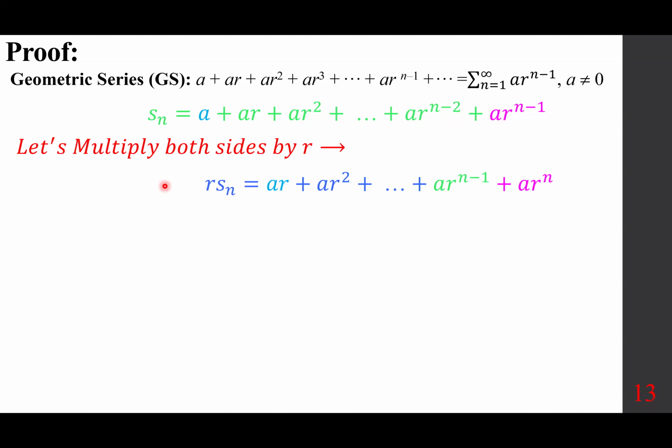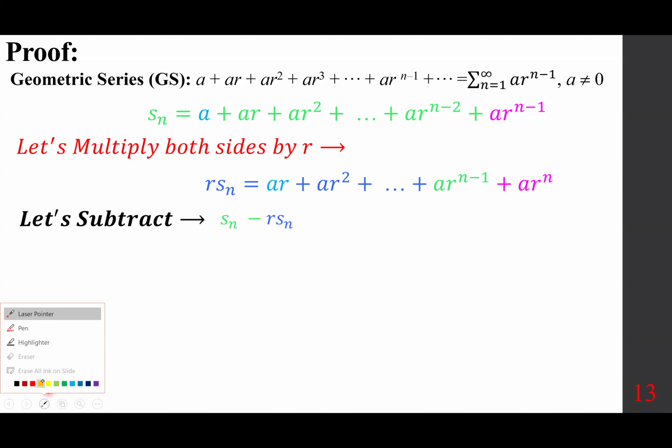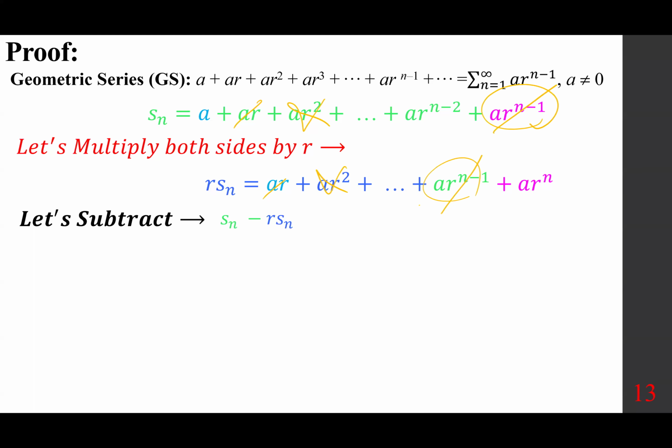We want to subtract this line from this line. So let's subtract s sub n minus r s sub n. So when you subtract, notice a lot of things cancel out. So this one cancels this one, this one cancels out this one, and this one cancels out this one.